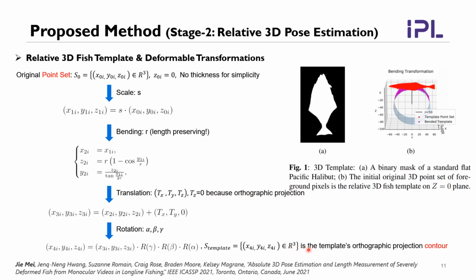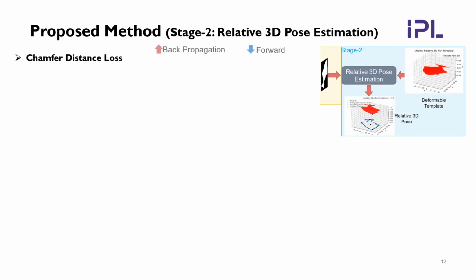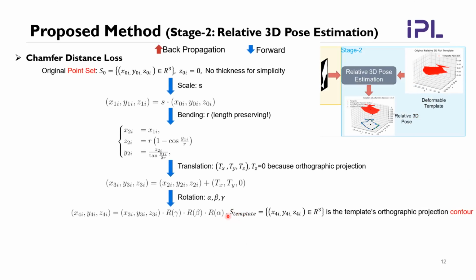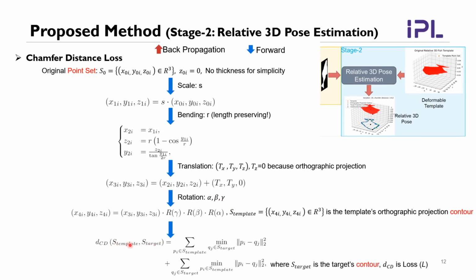Finally, after these 4 transformations, we denote the template's orthographic projection contour as S-template. We don't need all template points. Instead, we only need the contour points. For now, we have defined S-template. So in stage 2, given the mask of the target fish, we can define the chamfer distance between S-template and S-target, where S-target is the target's contour, obtained from the mask by using canny edge detector.